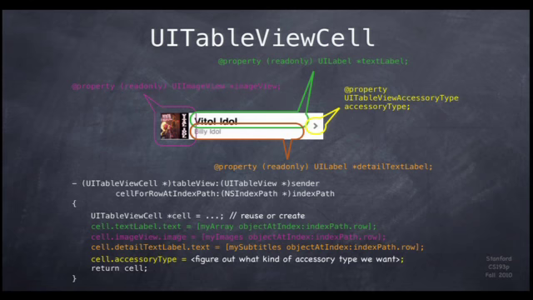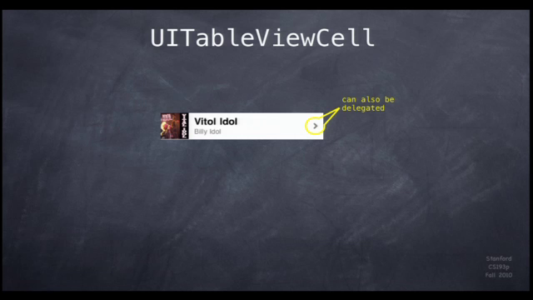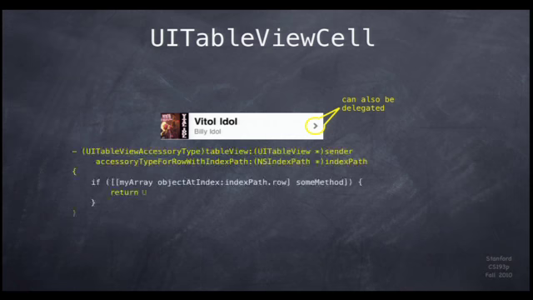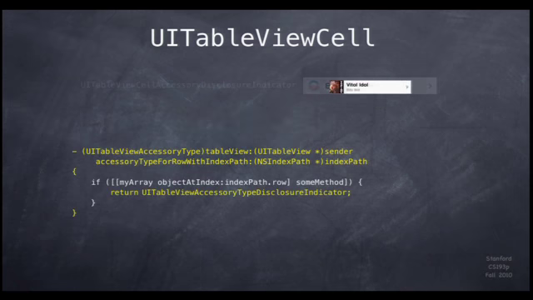So let's find out what kind of accessory types there are. That accessory type also can be delegated. So you don't have to set it as a property on the cell. It's actually possible to delegate it through the table view's delegate. It'll ask you what's the accessory type for this index path, basically the section and row. That's nice, because if you have a mixed table view, it's nice to be able to delegate it.